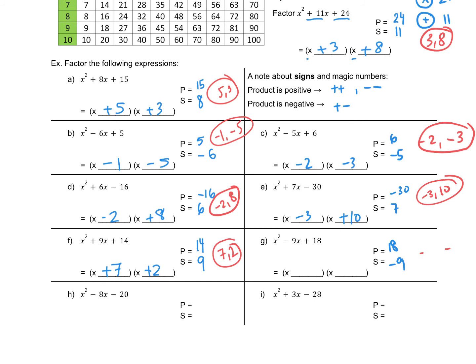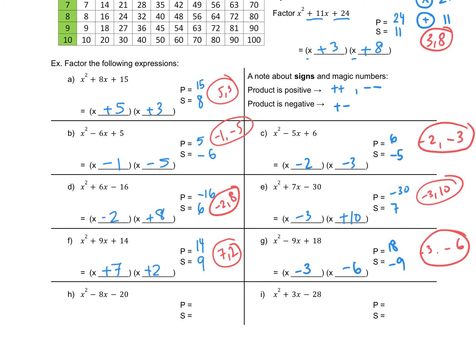So if you tried dividing 18 by 2, you would get 9. Negative 2 and negative 9 add up to negative 11, so that's no good. If you try dividing 18 by 3, you'd get 6. Negative 3 and negative 6 is perfect because they add up to negative 9. So x minus 3 and x minus 6.